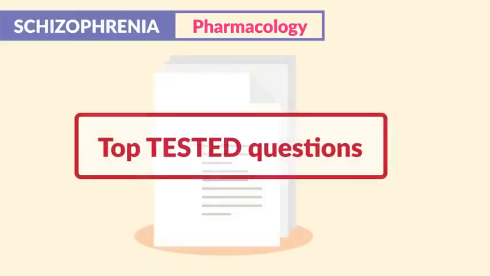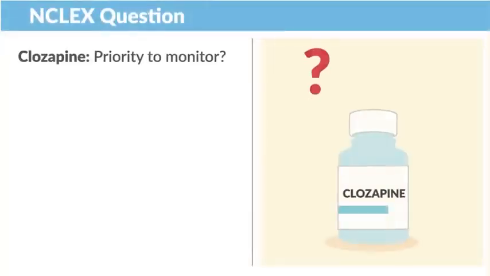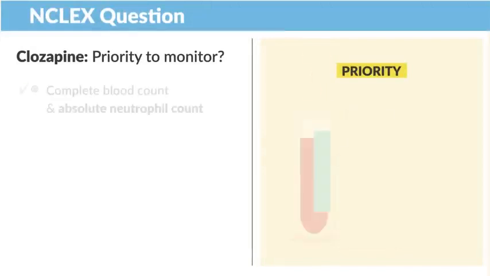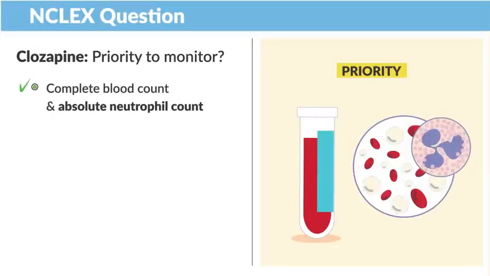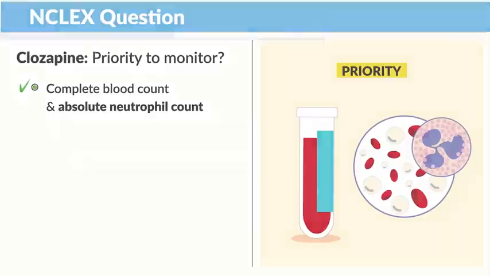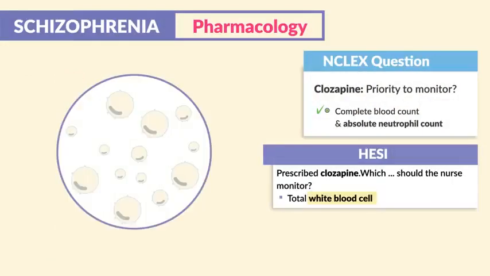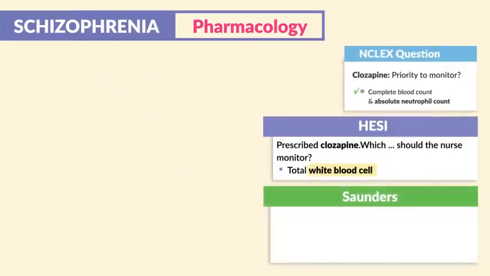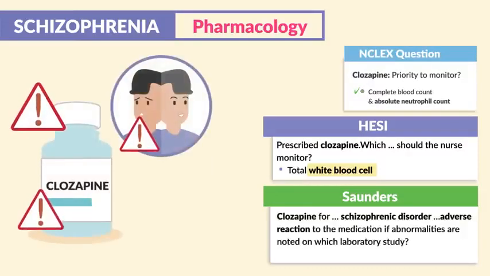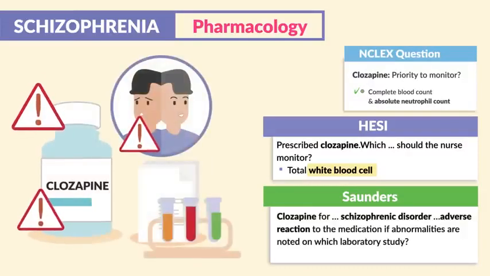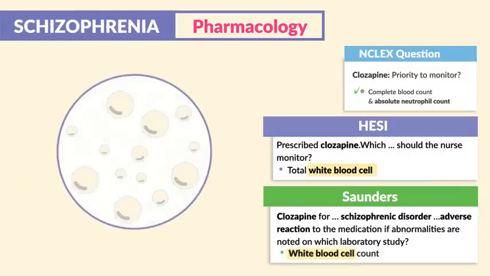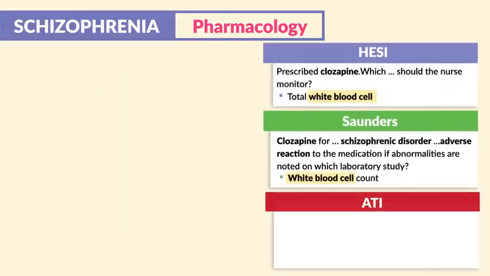Okay, now for some top tested questions from our top quiz banks. The big NCLEX question to know is clozapine, priority to monitor: complete blood count and absolute neutrophil count, those white blood cells. And Hesse mentions, a client is prescribed clozapine. Which should the nurse monitor? A total white blood cell count. And Saunders, clozapine for schizophrenic disorder. Adverse reaction to the medication if abnormalities are noted on which laboratory study? White blood cell count.